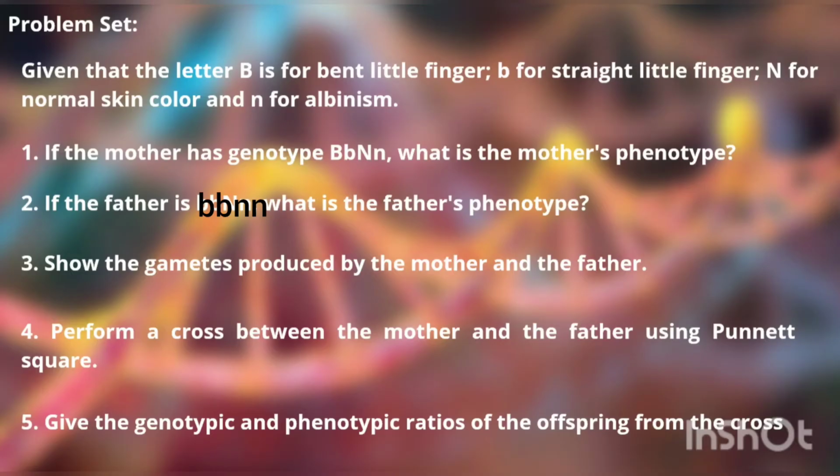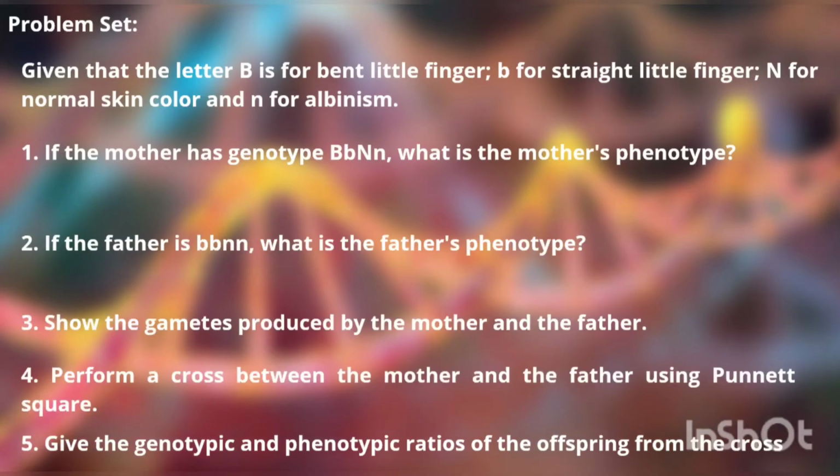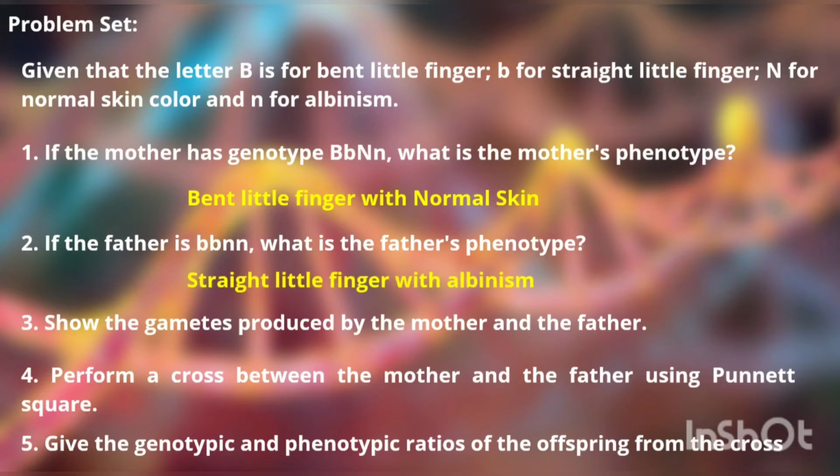Alright, let us compare the answer. Number 1, bent little finger with normal skin. Straight little finger with albinism. So for the gametes produced by the mother and the father, for the cross using Punnett square, and for the genotypic and phenotypic ratio, let me show this one.